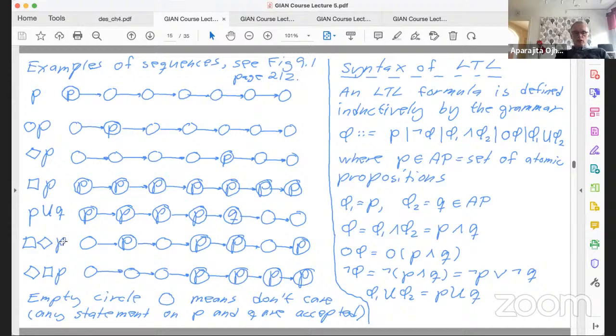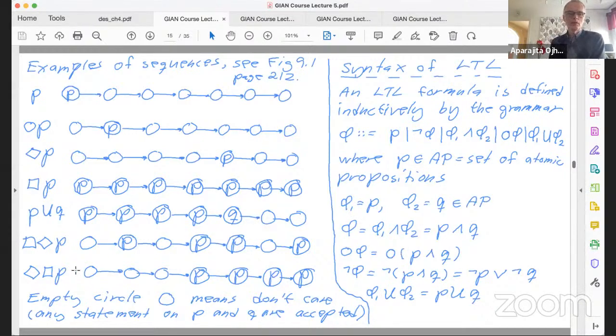Then we have two interesting combinations of square and diamond. First, always eventually P. What does that mean? Well, actually, it means that infinitely often or repetitively, we will get a P. Okay, here we got the P, and then here not necessarily P, and then P comes back from time to time. We repeat P, or infinitely often you get a P, but it's not necessary that P is true at all time instances.